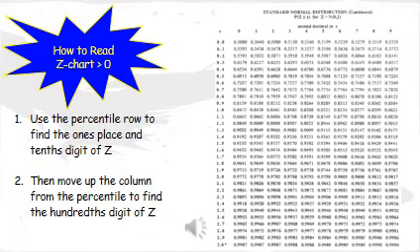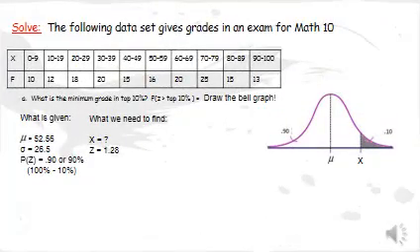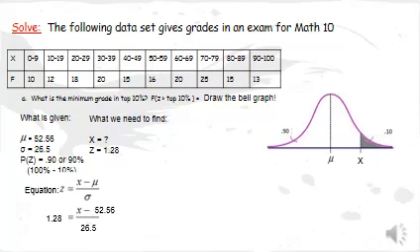And to find z, we use the chart. The closest percentile we can get to 90% is 0.8997. Going to the left, we use 1.2, and above, you use 8 in the hundredths place. With z at 1.28, we use the equation of z equals x minus average divided by standard deviation to come to the conclusion of x being equal to 86.48%.